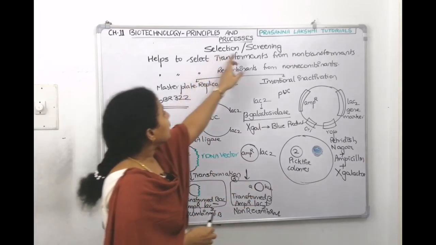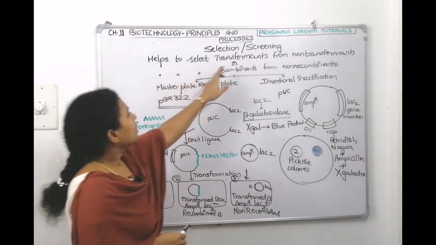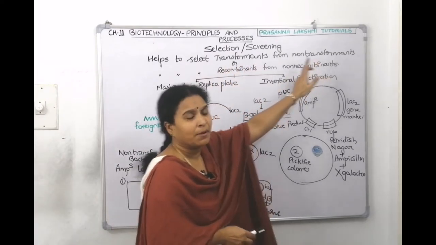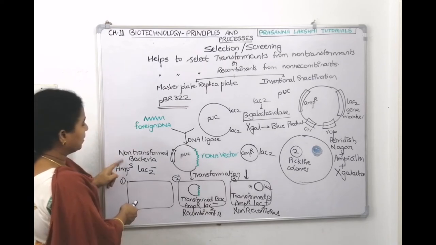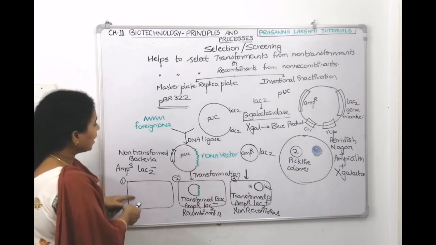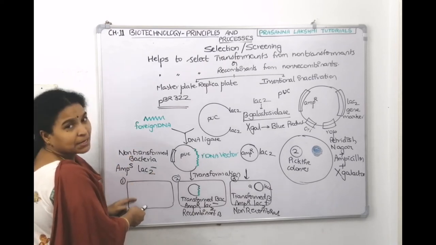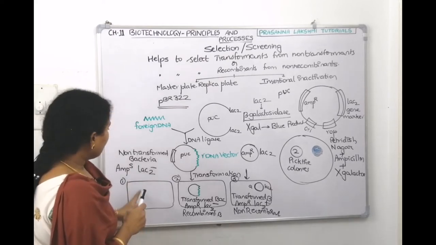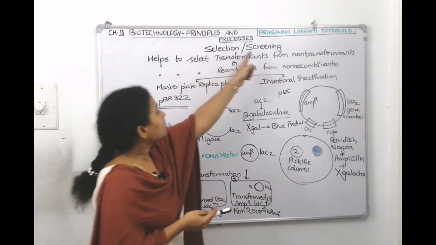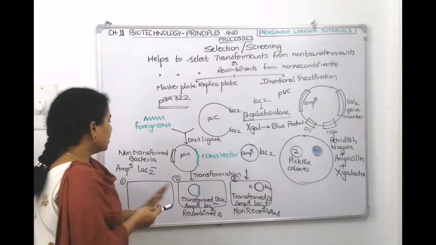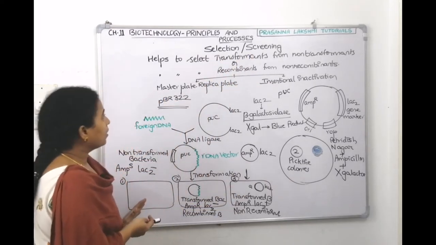And we are saying selection or screening helps to select transformants from non-transformants. These two are transformants. This is a non-transformant. Non-transformant means the bacteria which did not participate in transformation. Did this one bacterium grow here? No, right? So selection or screening is helping us to select transformants from non-transformants.